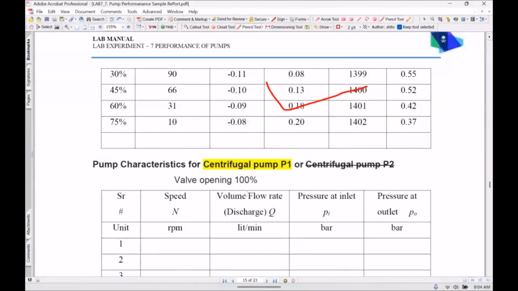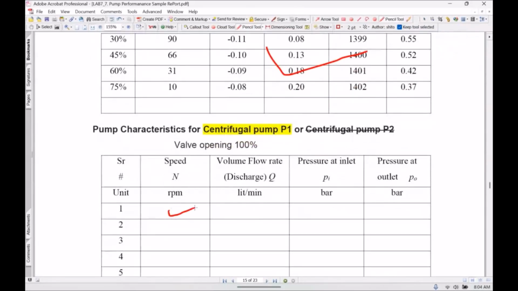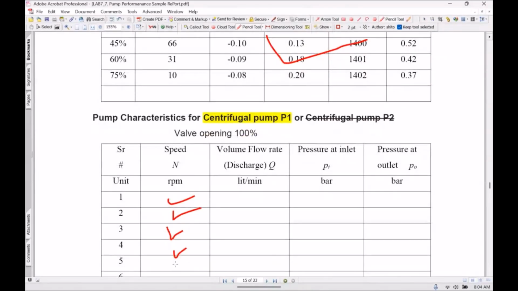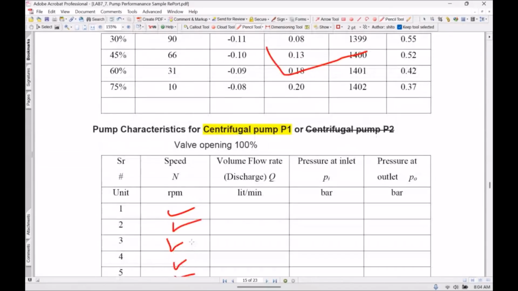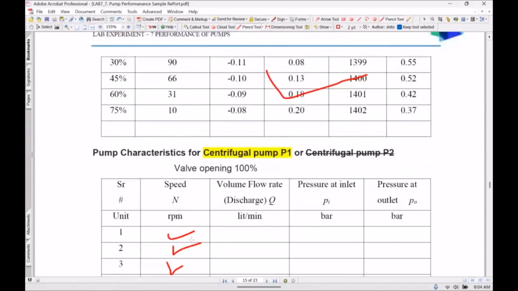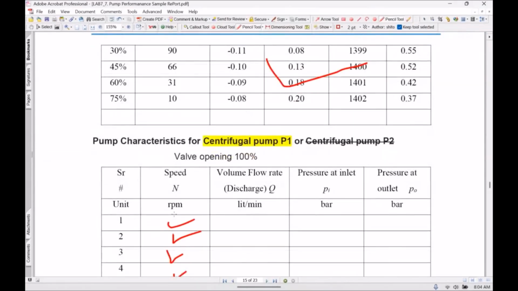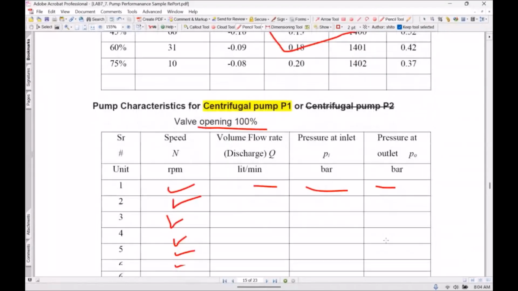Keep the valve open 100% and vary the speed. So we didn't do this experiment. This is a homework or the extra work which may be asked in exam, but you have to do yourself. So this is a self-learning skill. So here vary the speed, keep the valve opening 100%, vary the speed and record all this. So this work is for you only.